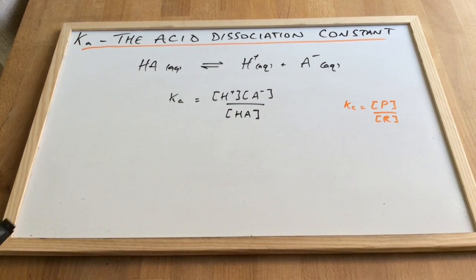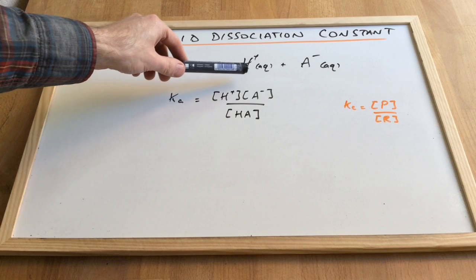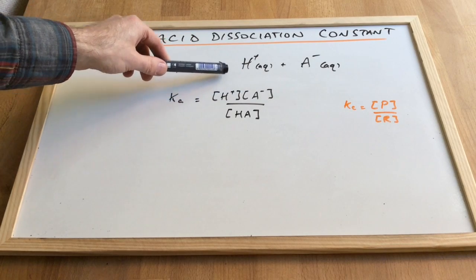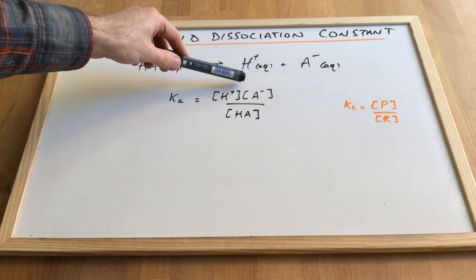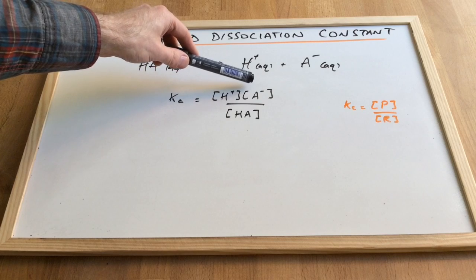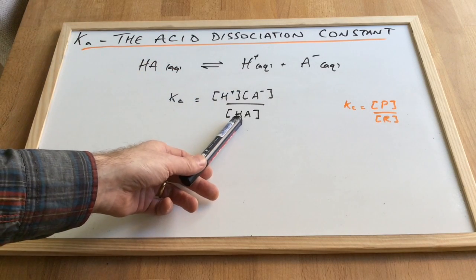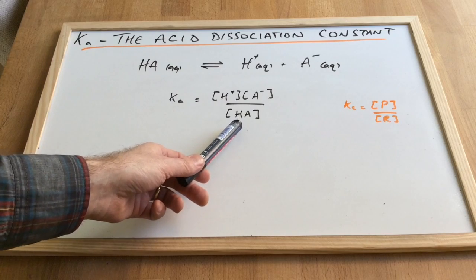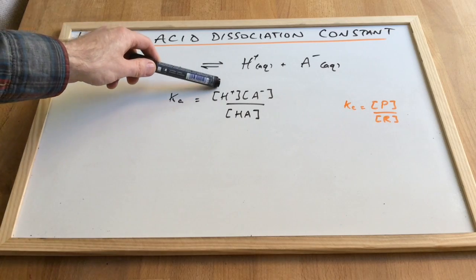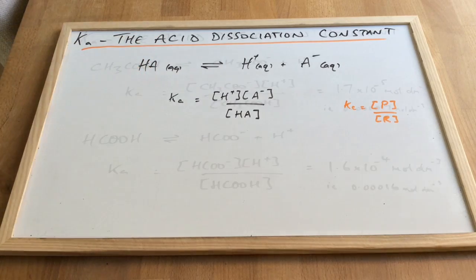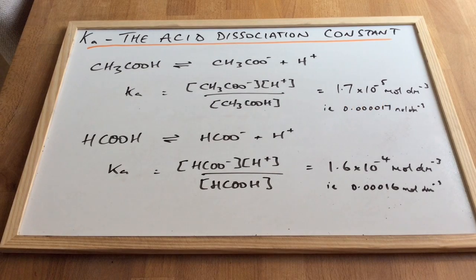So you can see we've got our two products here, the concentration at equilibrium of the H plus ion multiplied by the concentration at equilibrium of the A minus ion all over the concentration of HA, products over reactants. So there's two specific examples now. We've got ethanoic acid and methanoic acid.